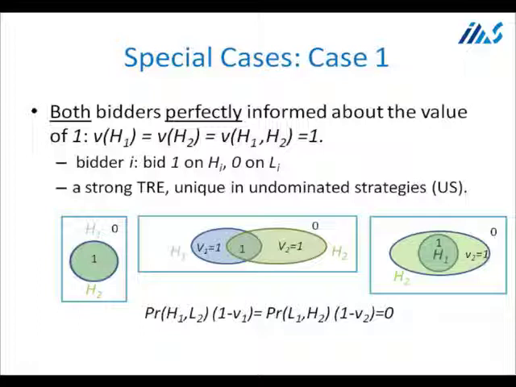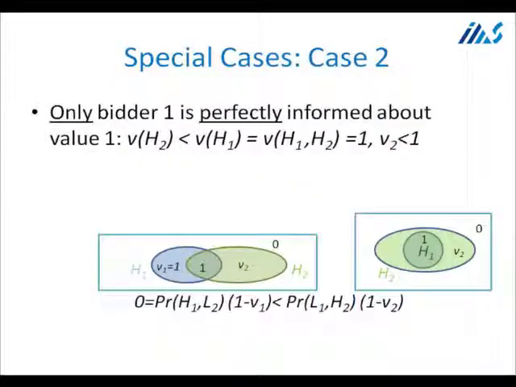So think about these 3 examples. In this example, there is zero probability of getting this high-low combination. In this example, the value is 1, even if only one of them gets the high signal. And we can see in general that in order to satisfy this condition, these products of the probability times 1 minus the value must be 0 for both agents. So that's the condition that ensures that both of them are informed. The other case is the case in which agent 1 is perfectly informed about high.